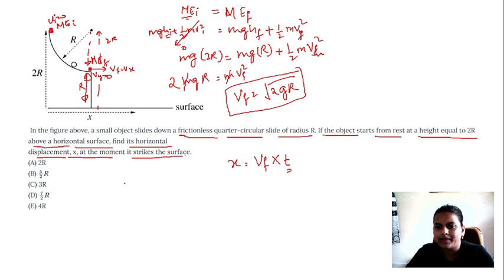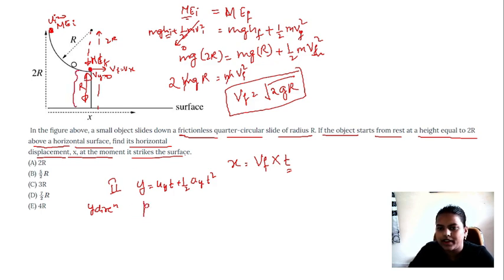To find the time taken, we have to take help of the second equation applied in the y direction. So y is equal to u y into t plus half acceleration in the y direction into t squared. Instead of y I can write r. Initial velocity is 0, that's why this term is 0. Half, because the acceleration is in the downward direction and the motion is also happening in the same direction, so g is positive, 10, into t squared. So the time would be root of 2r upon 10.